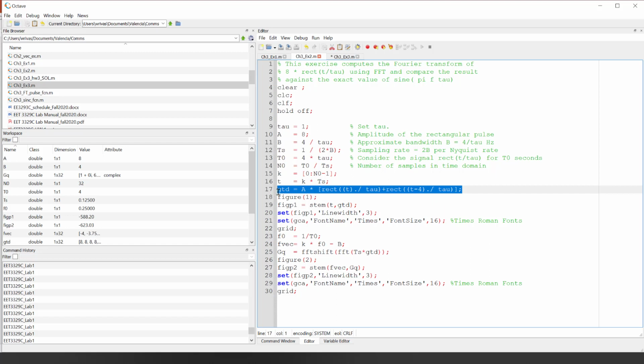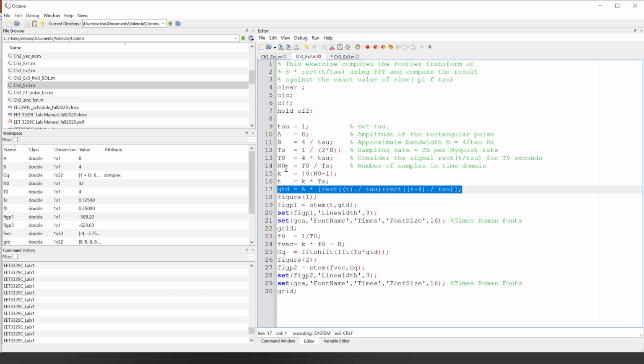There's different ways to do it. I chose to use, we have a rectangular pulse, right? So if I do rectangular of t over tau and rectangular of t minus 4 over tau, I get the same square waves, if you will, that the authors have.